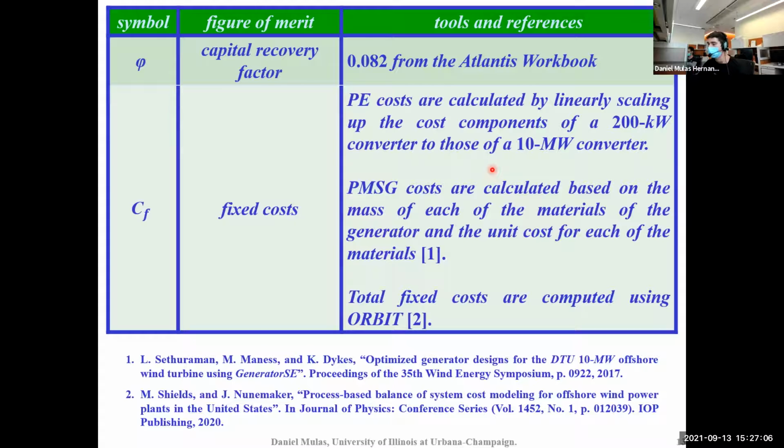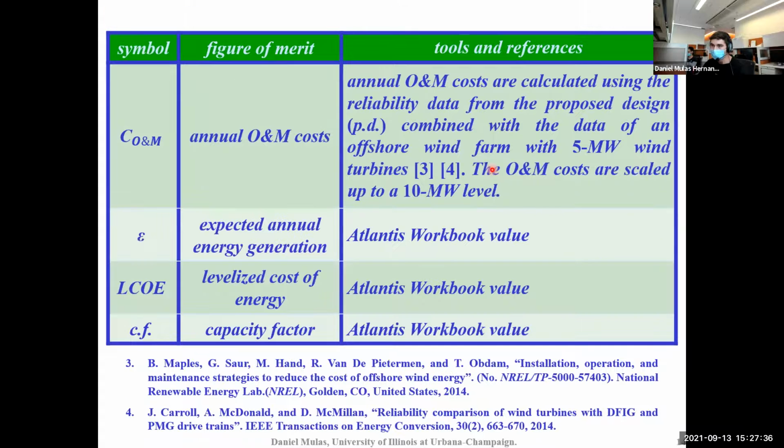For the PMSG cost, we took the masses from the PMSG design and multiplied by the unit cost of each of the materials of the generator. Those unit costs are taken from the NREL paper, which is the state of the art. And the total fixed costs are computed by using ORBIT, which is a tool that I will show, and I will try to explain how it works.